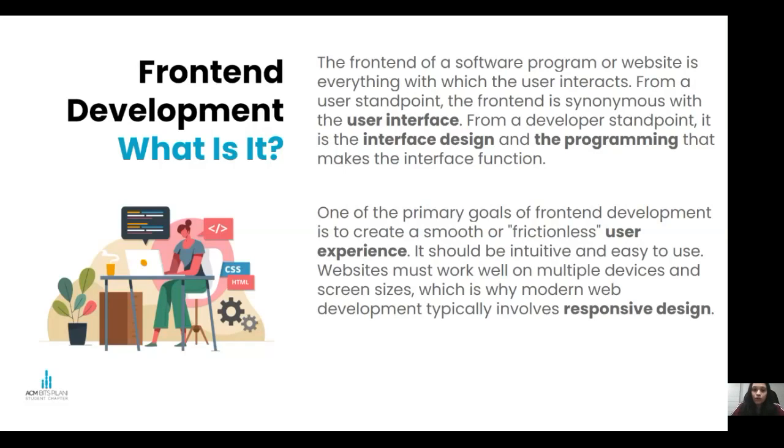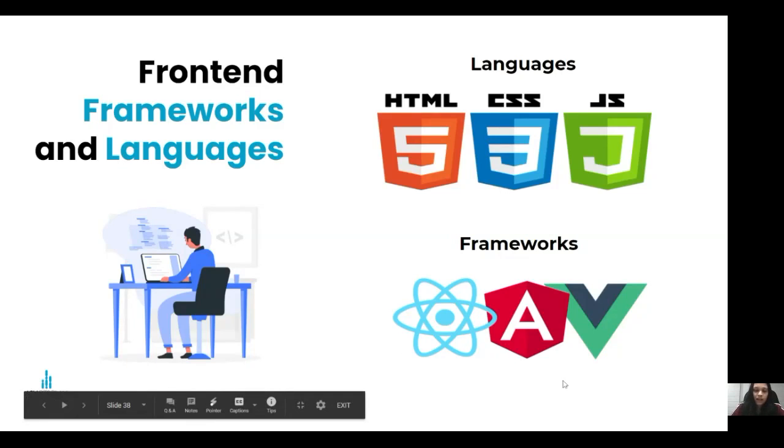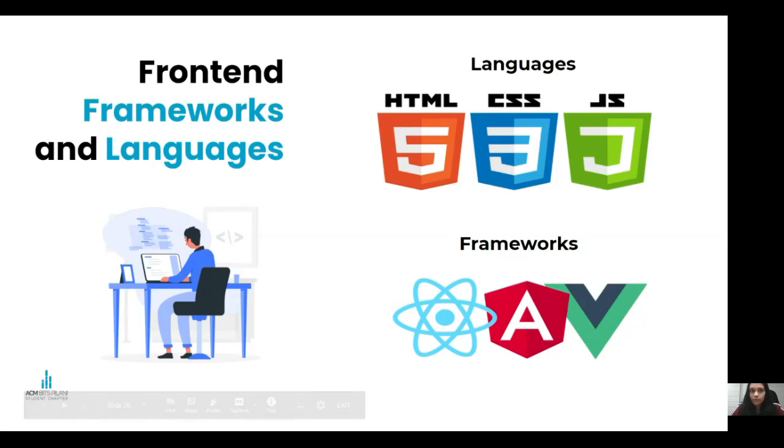And that's why modern web development should typically involve responsive design. Next slide. Now coming to front-end frameworks and languages, we would be talking about the three languages, which are HTML, CSS, and JavaScript. HTML is for adding meaning to raw content by marking it up. Then CSS is for formatting that marked up content, and JavaScript is for making that content and formatting interactive.